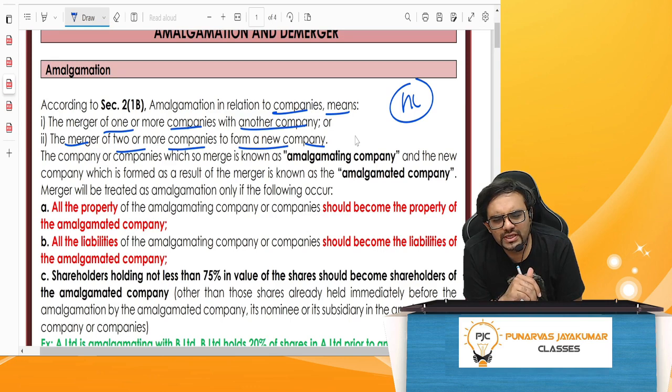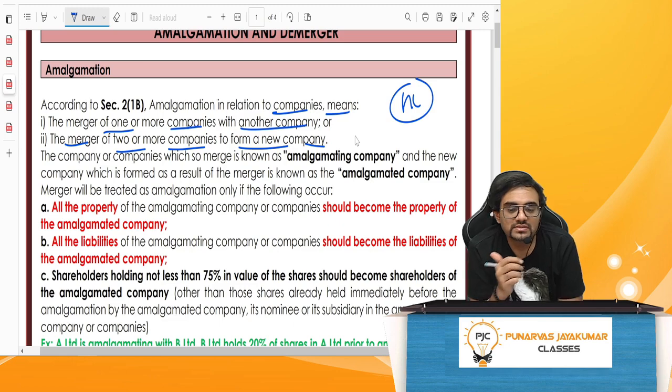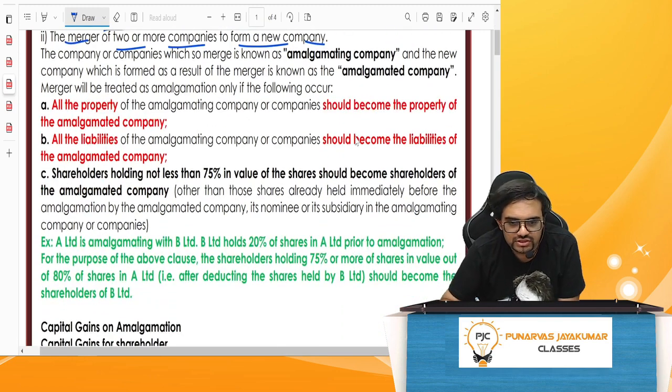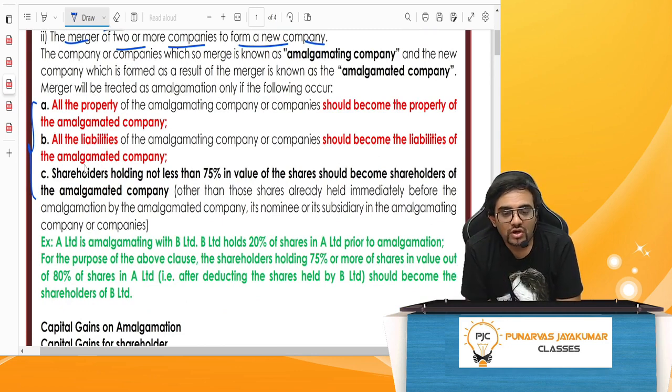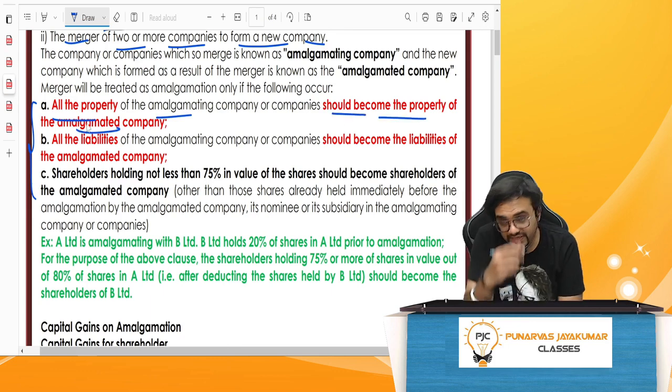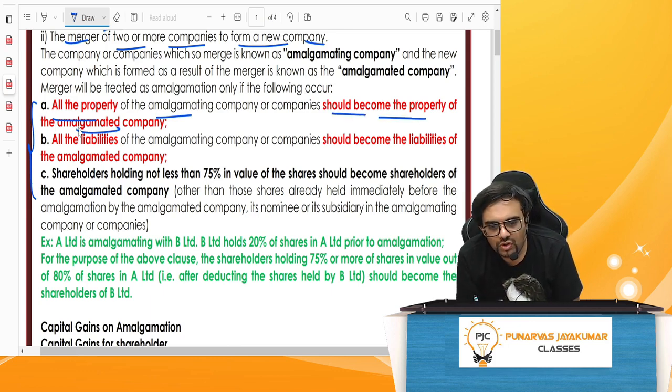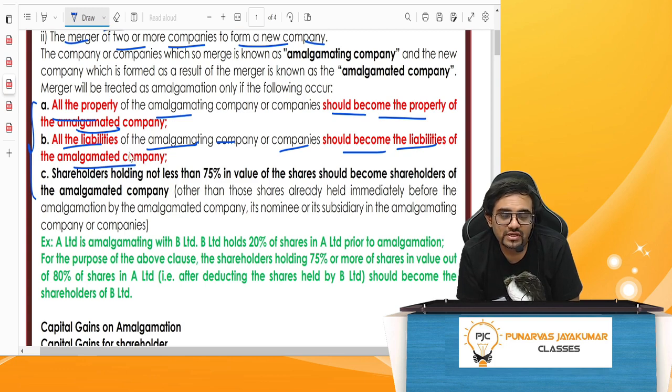The company or companies which so merge is called amalgamating, and the other company is called amalgamated. Merger will be treated as amalgamation only if the following occurs. These 3 conditions we had discussed; again we'll repeat, it's just a revision. All the property of the amalgamating company should become the property of the amalgamated company. All the liabilities of the amalgamating company should become the liabilities of the amalgamated company. All property, all asset liability shifted. Now, third point, shareholders holding not less than 75% in value should become shareholders of the amalgamated company, because special resolution should be passed.